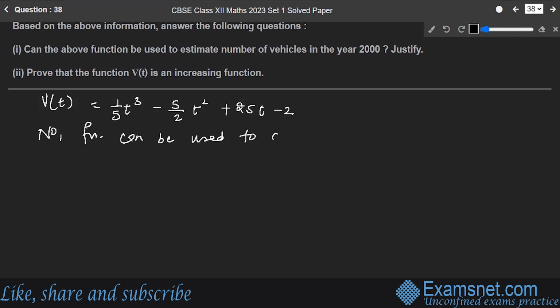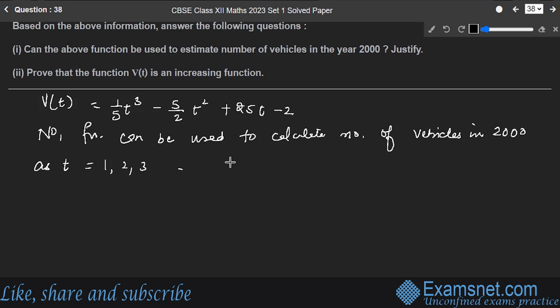The function can be used to calculate the number of vehicles in 2000, as here t is equal to 1, 2, 3 and so on. Starting year is 2001, 2002 and 2003, so on. So therefore, it could not be used to calculate anything which is before 2001. That means this answer is no.